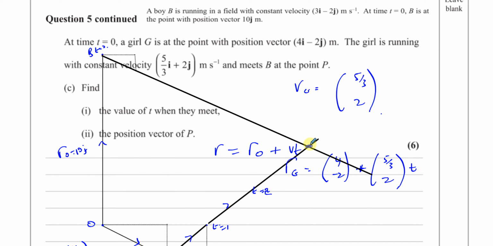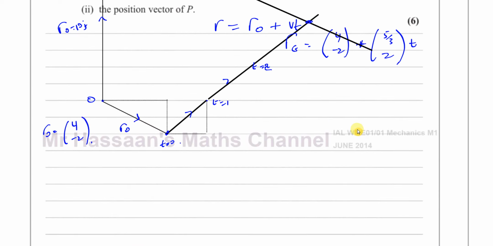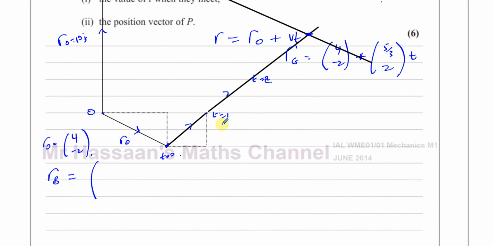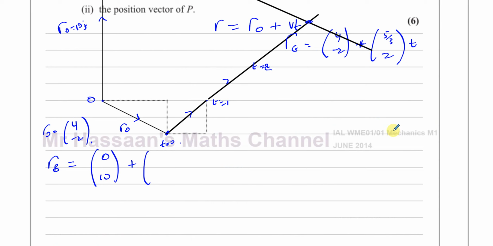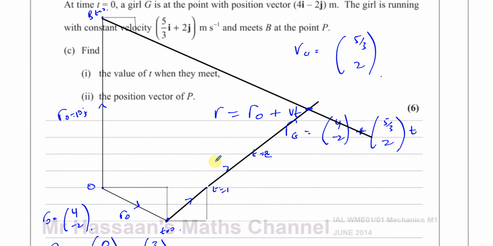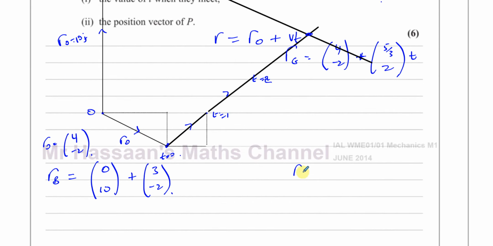of that point is. So if we find the time where they meet, it's very easy to find the position vector. So now let's write down for the boy his position vector. His position vector is going to be given by his position when time was 0, which is 10j, which means 0i plus 10j, plus his velocity vector, which is 3i minus 2j. So 3 and minus 2. Okay. So therefore, we know the position vector of the girl, as we just wrote down there, was 4 minus 2 plus 5/3, 2 and t.